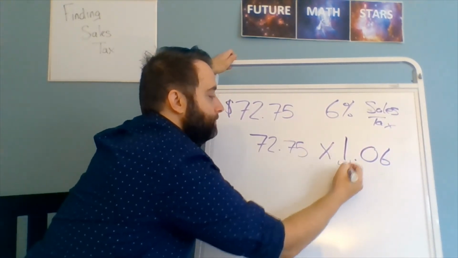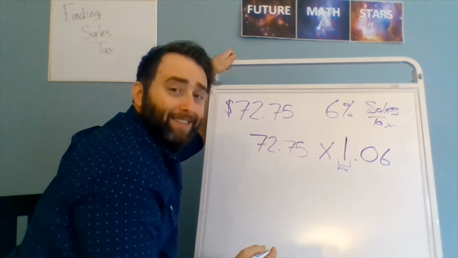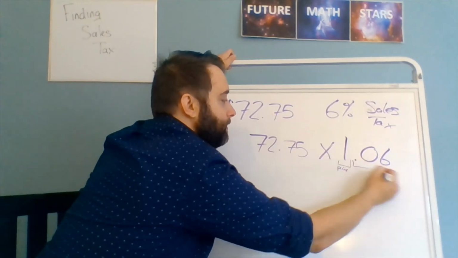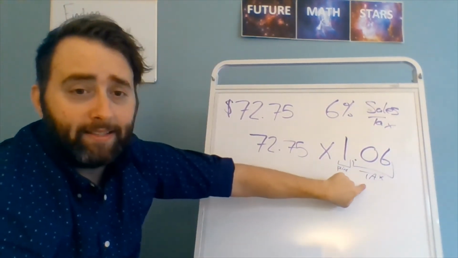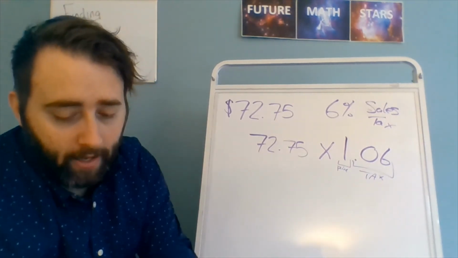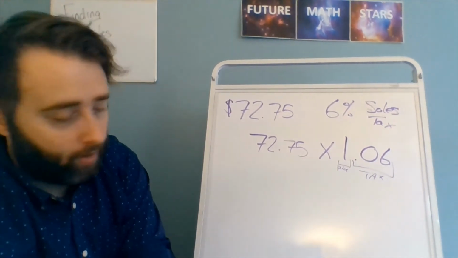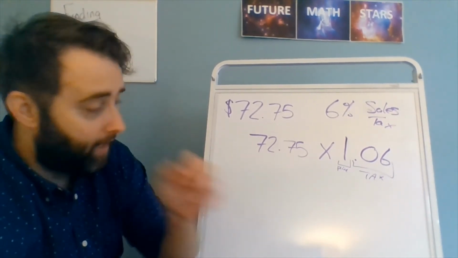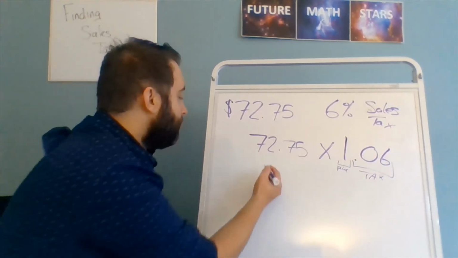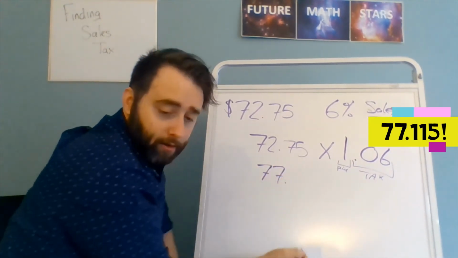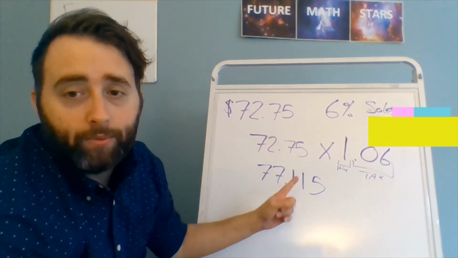this will give me the price. I'm sorry if you can't read that. Price. And this gives me the tax. This is the price and this is the tax. So let's just go ahead and calculate. 72.75 multiplied by 1.06. That gives me price and tax. Final cost of $77.115. Ladies and gentlemen, when you go to the store, they will always round up.